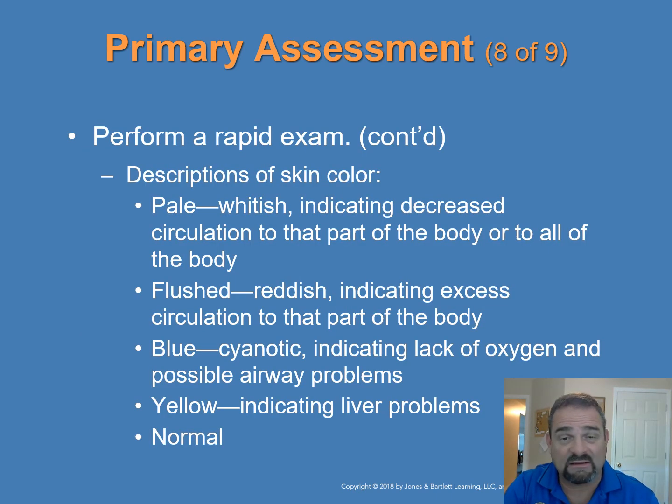All right, continue on with your rapid exam. Description of skin color. Is it pale? Is it flushed? Is it blue? Is it yellow? Is it normal? These are all indications of different things. If it's pale or whitish, it can be decreased circulation. If it's flushed or red, it could be excess circulation. Otherwise, maybe they're overheated.